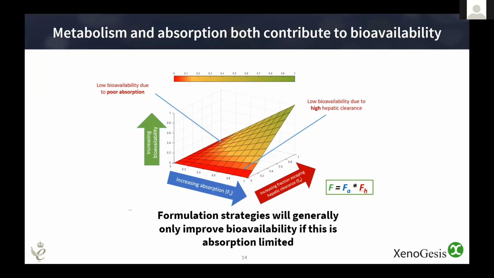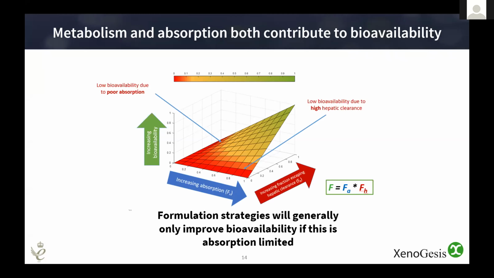So let's talk about bioavailability now. So this is a 3D plot. It might look complicated, but on the vertical axis here, you've got increasing bioavailability. On the x-axis, you have increasing absorption from 0 to 1. And then on the z-axis, you have an increasing fraction escaping hepatic clearance.